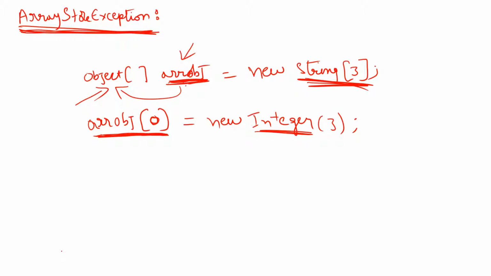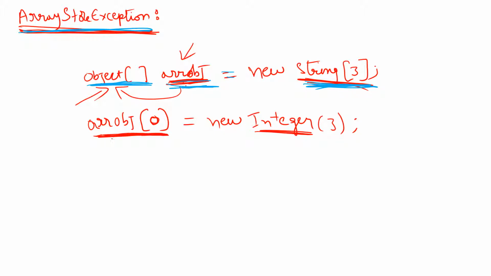Let us see this one more time. So what is array store exception? Array store exception comes when you have stored an element of the type other than the type of the array. Then we will get an array store exception. Example is, let's say I have created an array which stores objects, but those objects are of the type string. So Object[] arrObj equals new String[3]. That means I am storing string objects into this array.